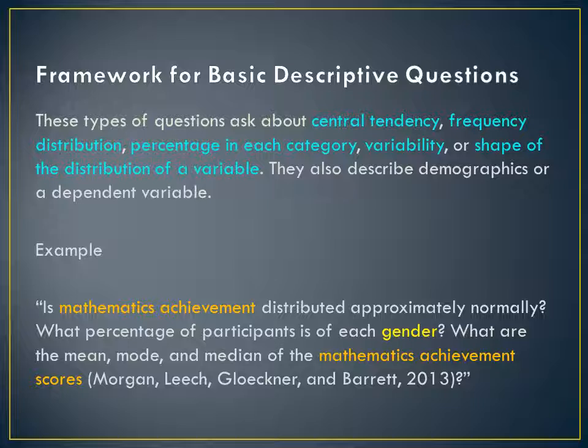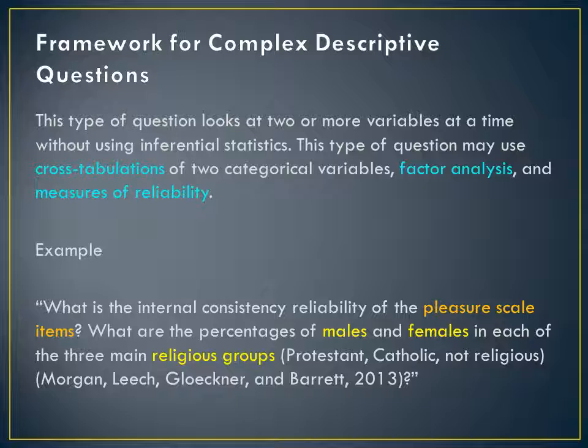Here's an example. Is mathematics achievement distributed approximately normally? What percentage of participants is of each gender? What are the mean, mode, and median of the mathematics achievement scores? If you take a look, all of the orange items are dependent variables. The yellow item is an independent variable. A complex descriptive question looks at two or more variables at a time without using inferential statistics.